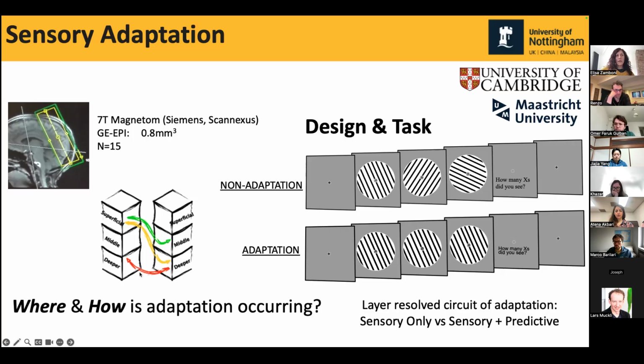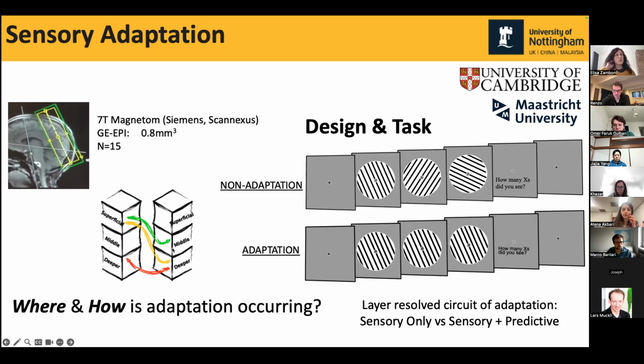So the hypothesis here was that if adaptation is a mechanism through which recurring sensory input is monitored and fed forward in a sort of cascade throughout the visual cortex, what we would expect is an enhanced connectivity between superficial layers of downstream areas and middle layers of upstream areas.